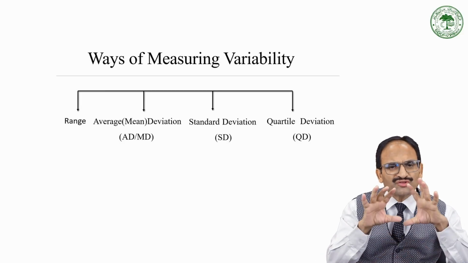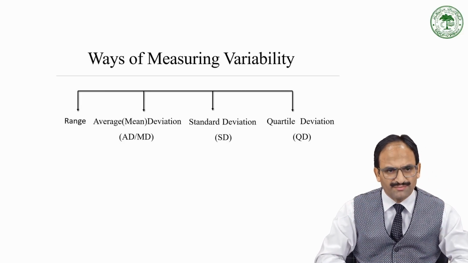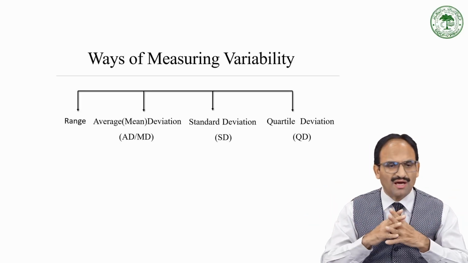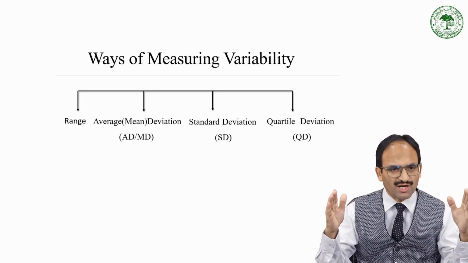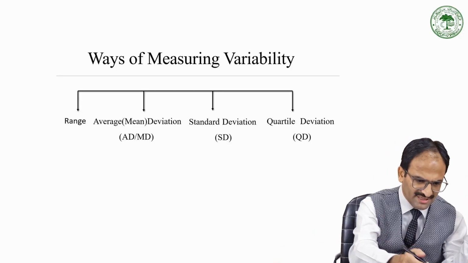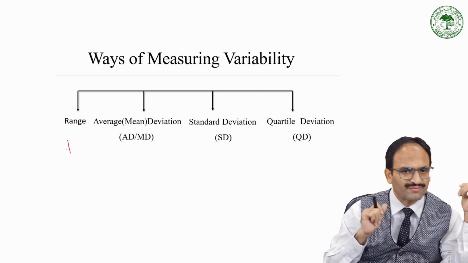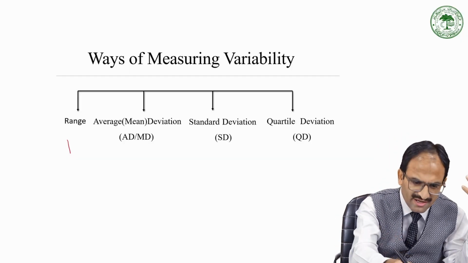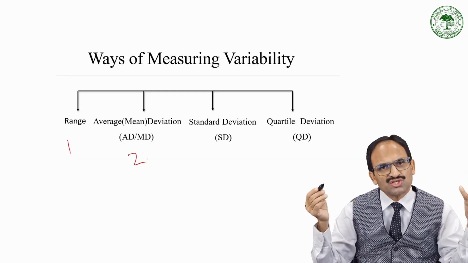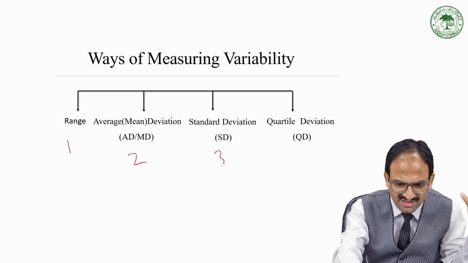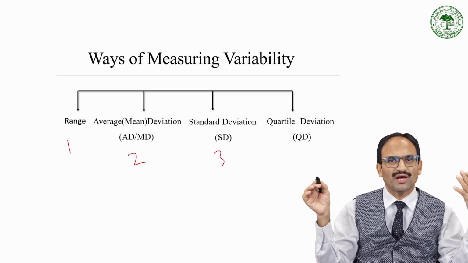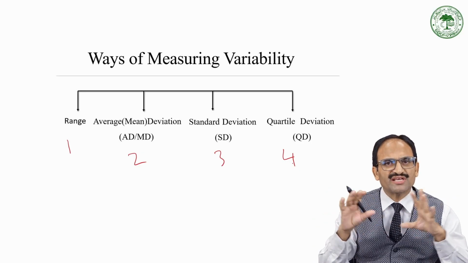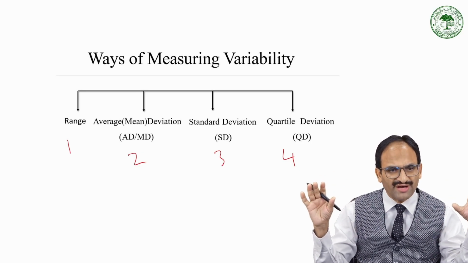Now, there are four ways of measuring variability by and large, and these four have been mentioned on this side. First one is the range. Second one is known as average deviation or mean deviation. Third one is known as standard deviation, and fourth one is known as quartile deviation. So, by and large we have these four measures of variability.